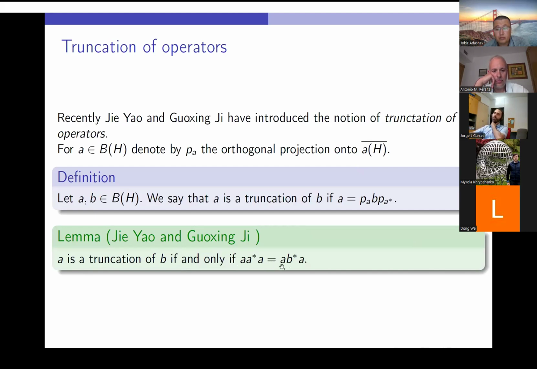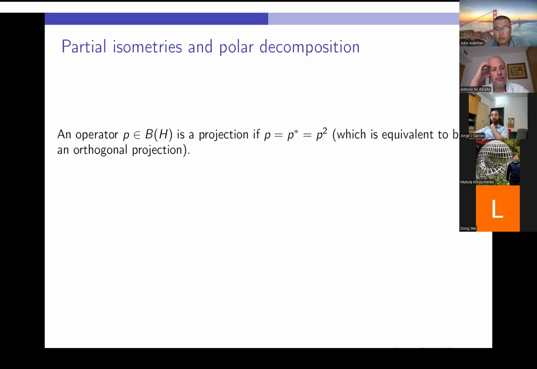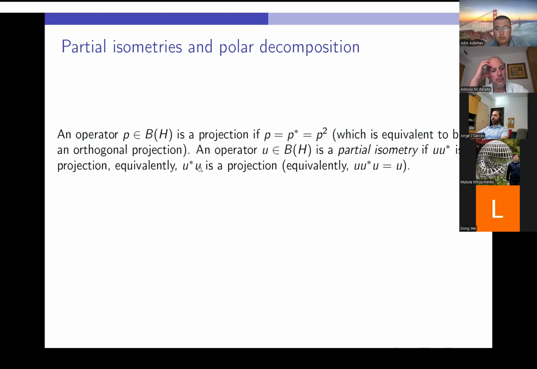Okay, so once they have this new notion, they study preservers of truncations. So first we need to see a few definitions. Well, an operator is a projection if it satisfies this. It's a symmetric idempotent. And also a partial isometry is something a bit more general than a projection. It's an operator U such that U star is a projection, and this is equivalent to U star U being a projection, and this is also equivalent to this. That we shall see later means being a tripotent.